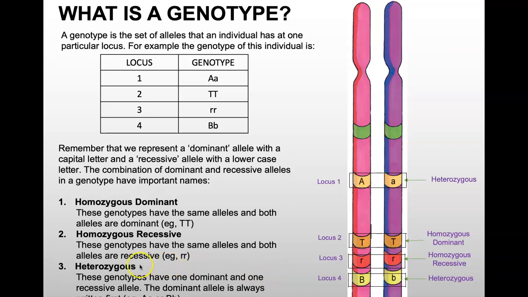The last type of combination is heterozygous, where we have one dominant allele and one recessive allele. The dominant allele is always written first. At locus 4, this individual is heterozygous. I don't know what this gene is, it could be for being bald. So big B and little b: a dominant allele and a lowercase allele. This individual is also heterozygous at locus 1. When we write the genotype, we always write the dominant allele first, and then the recessive allele.